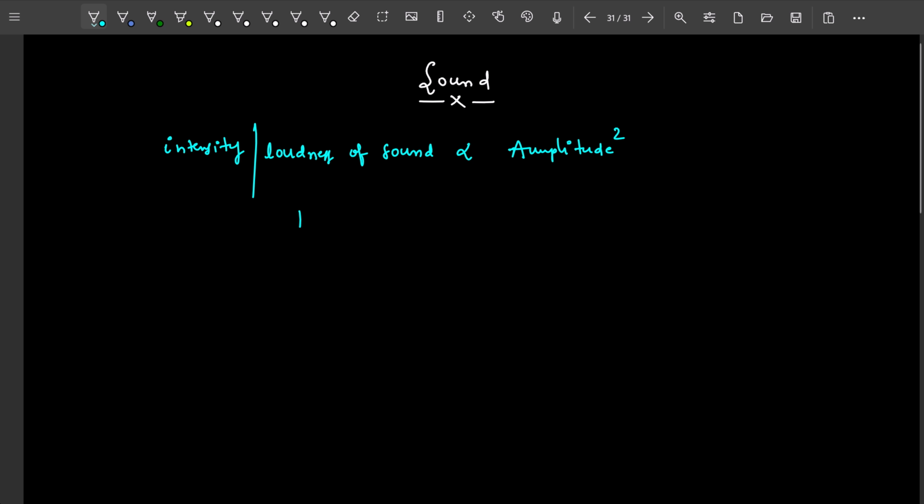The next one is pitch of sound. Pitch of sound is directly proportional to frequency. These things we have to remember.